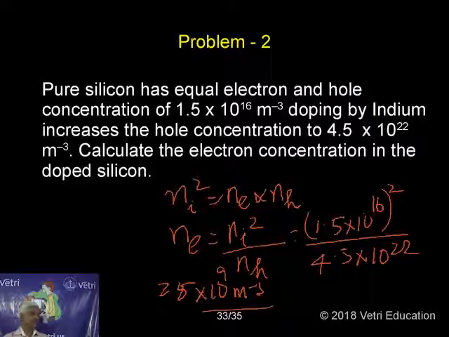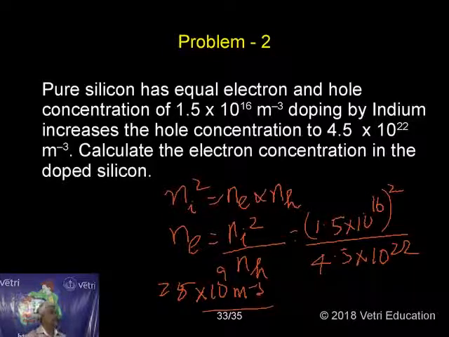So easily we can do it: 1.5 by 4.5, that is 1 by 3. Everything we know, that is 10 power 32. If 10 power 32 divided by 10 power 22, that is 10 power 10, that is 15. 15 by 4.5 into 10 power 9. 15 by 4.5, we know, is 5 into 10 power 9. Simply getting the values, we can find out.